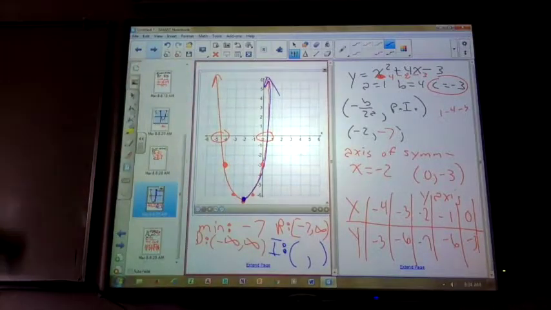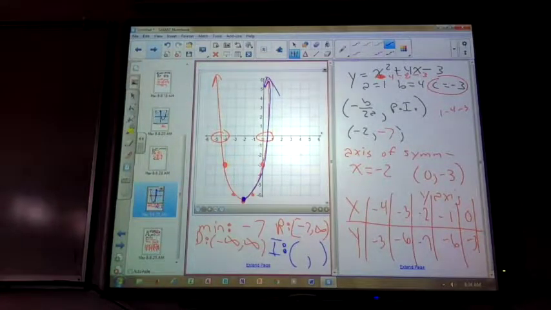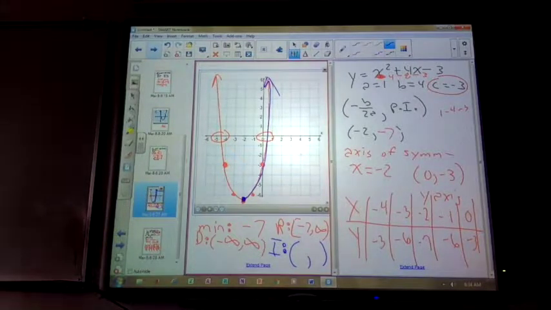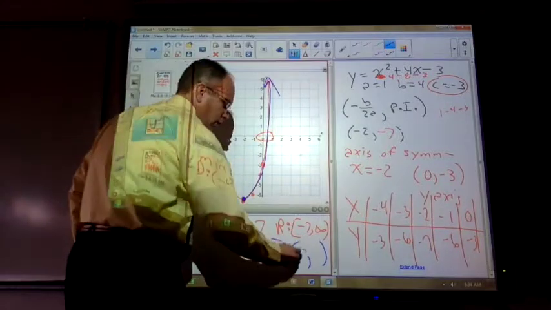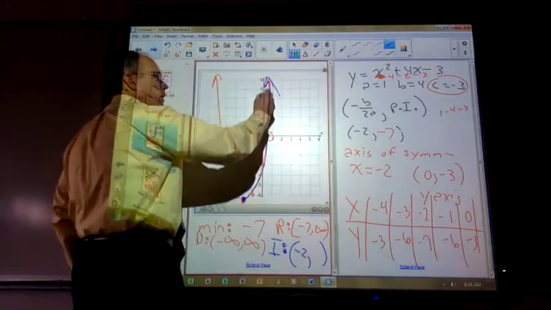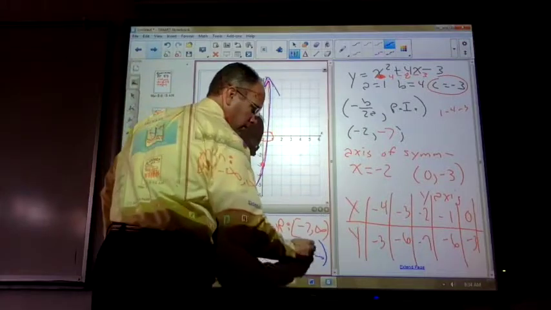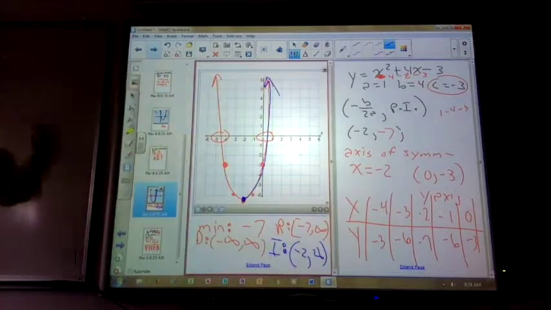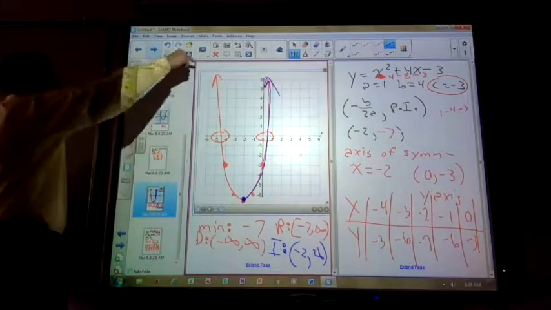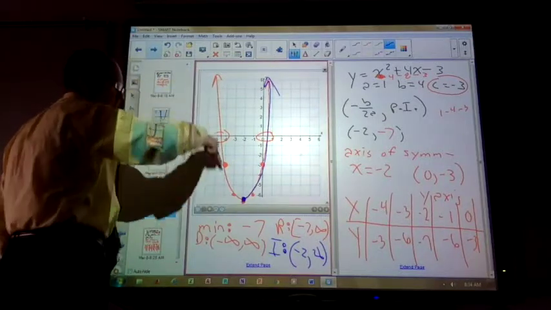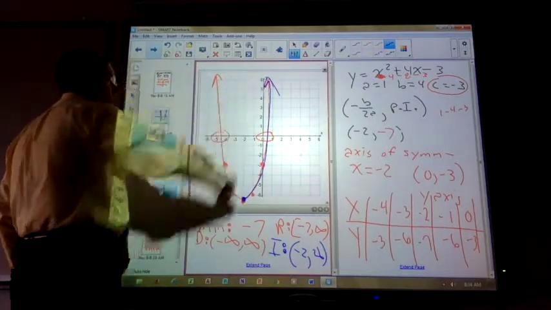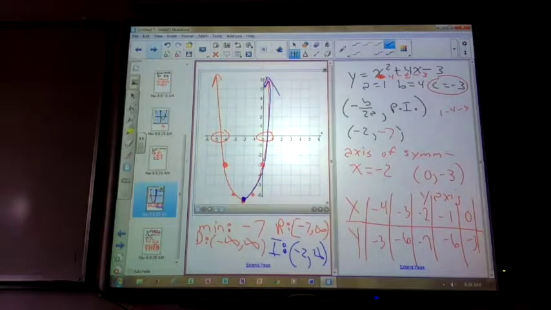So where is it increasing? Which x component of the vertex is going to tell you it's increasing? Negative 2. So the x component, from negative 2, where am I going? Infinity. Okay? So from negative infinity to negative 2, it's decreasing. From here to here, it's increasing. So we might just ask where it's increasing. We probably won't ask about decreasing.